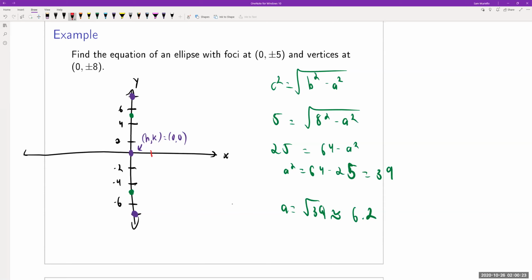2, 4, let's make these black. 2, 4, 6. -2, -4, -6. So we'll have here and here will be our other ones. This allows us to draw in the ellipse like so.